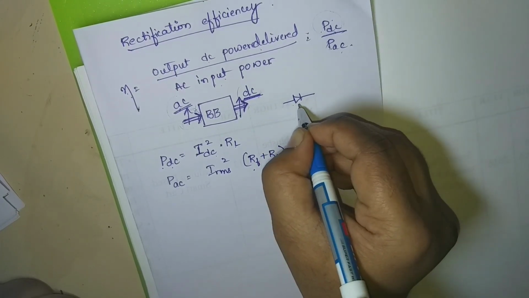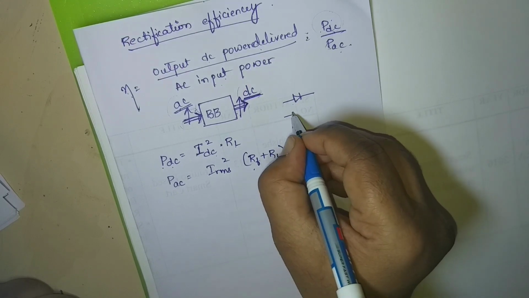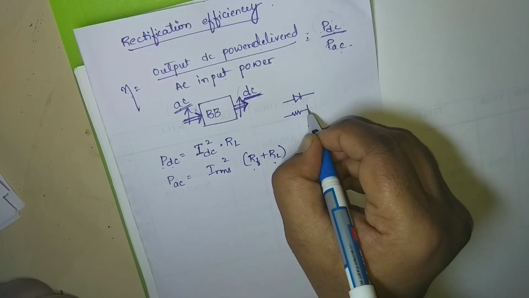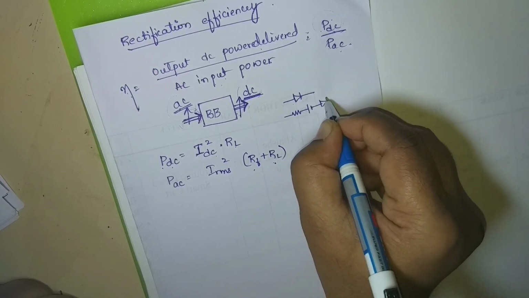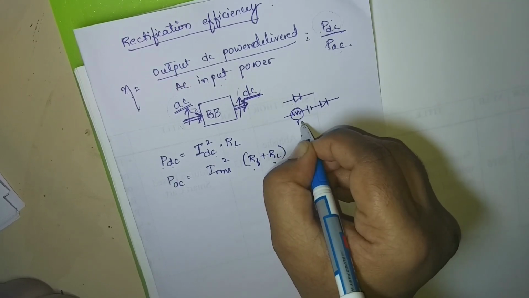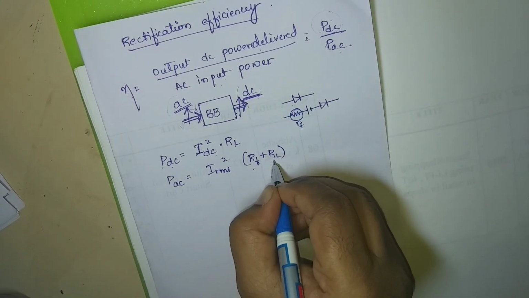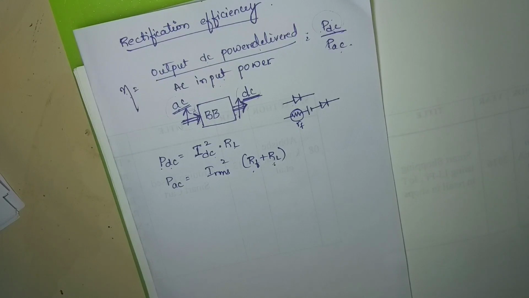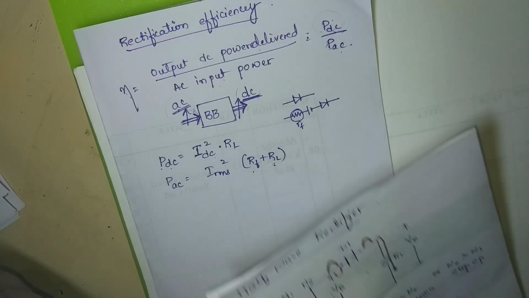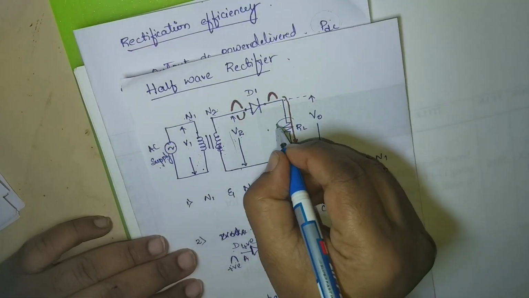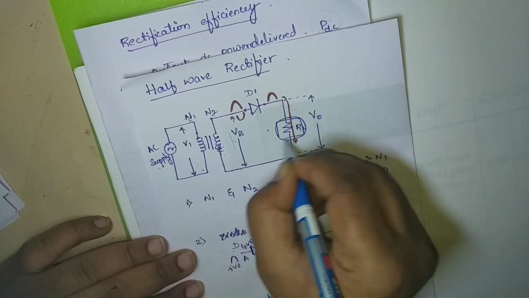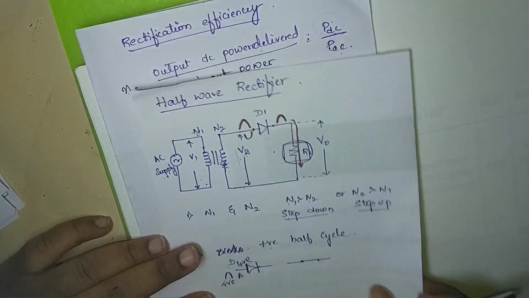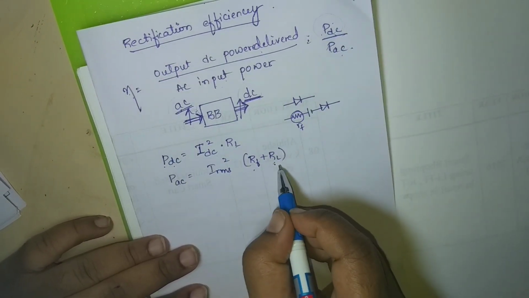You have the diode. When you write the piecewise linear model, you write a resistance, a voltage source and then the diode, right? So this is RF. And RL is the load resistance. If you just remember the circuit of the rectifier, you have RL here, right? So this is the value of RL, and I am taking it here.